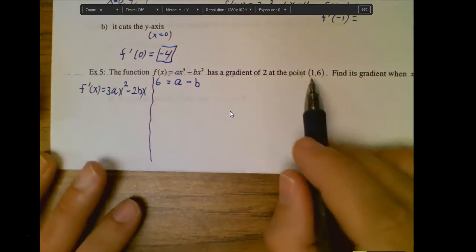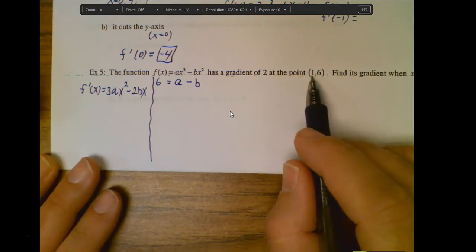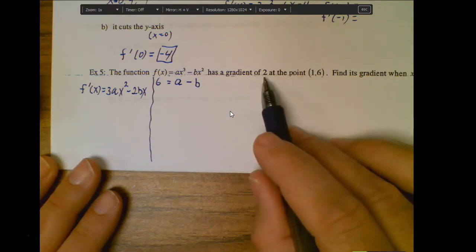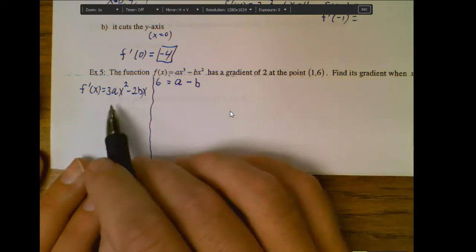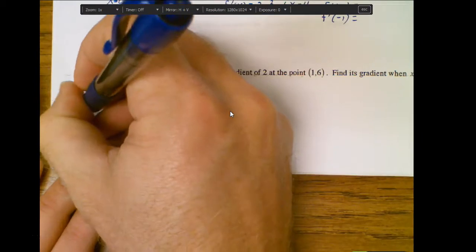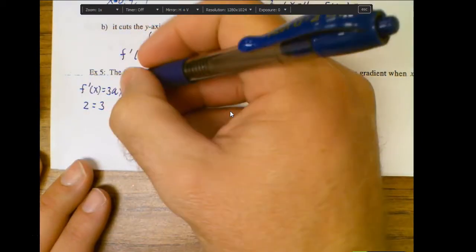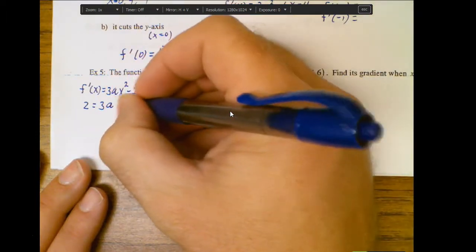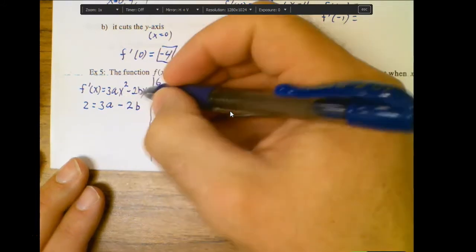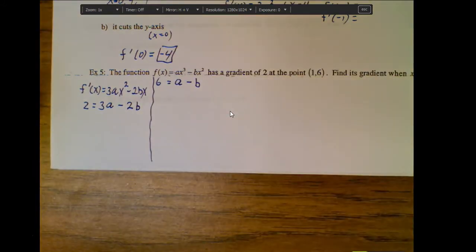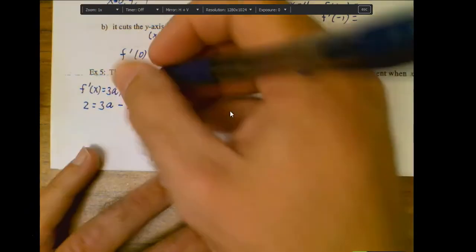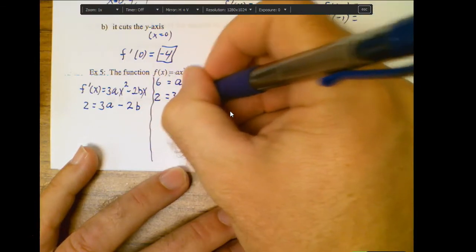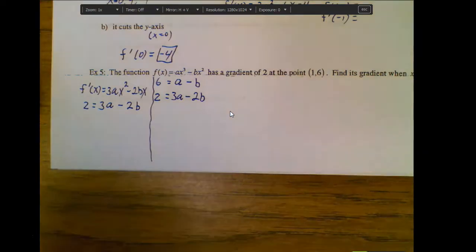Looking at that, I now know that if I plug in a 1 for x, I get a result of 2. This is a gradient, so that's why I'm working with the derivative function for this part. If I plug in a 1 for x, I know 2 is the result. So if I plug in a 1 for that x, I'm just left with 3a, and if I plug in a 1 for the other x, right here, I'm left with just this guy here. So there's my second equation.